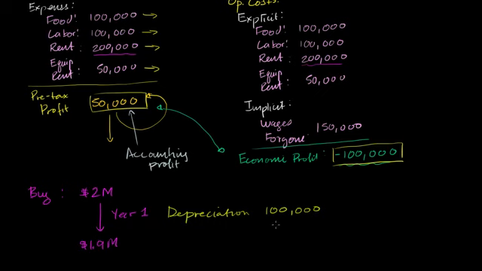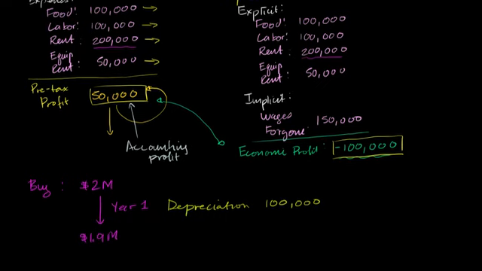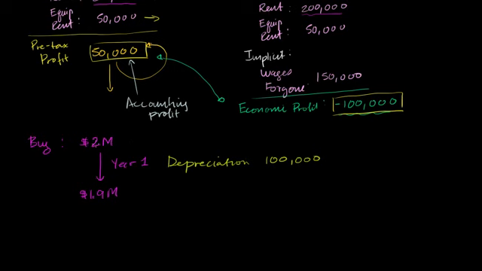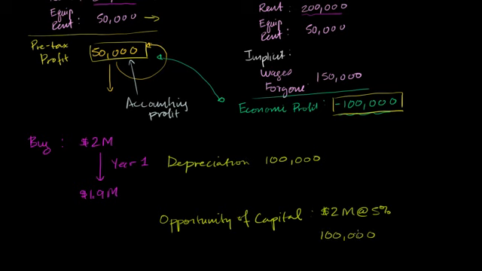Now that's not all that I have lost out on. I have also lost out on the ability to invest this $2 million in other things. Maybe I could have invested the $2 million at a 5% rate and gotten some interest on it. So I also have the opportunity cost of capital, of not investing that $2 million someplace else. Let's say I could have gotten 5% on my $2 million. So 5% of $2 million is $100,000. So my opportunity cost of capital is $100,000.